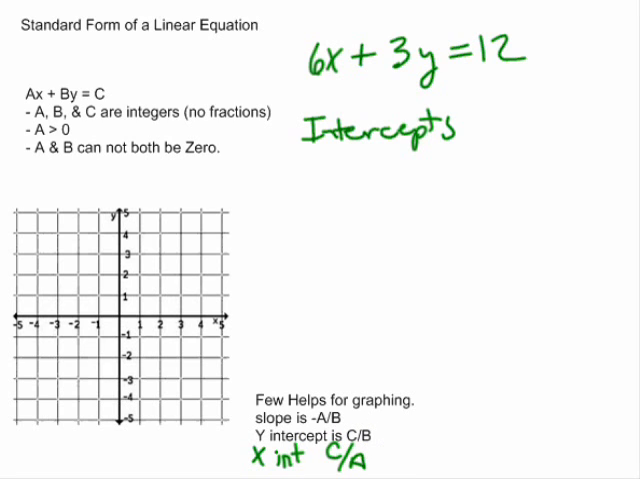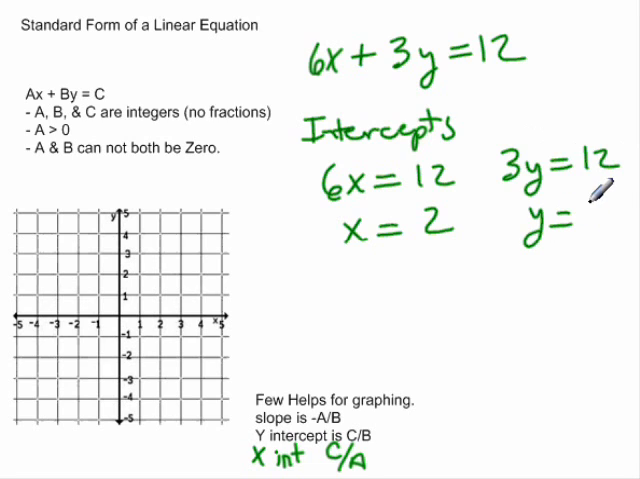What does that mean? If we take the equation 6x plus 3y equals 12, we want to solve for both x and y. Two ways we can do that. We can plug 0 in for y and solve for x. If we did that, 6x would equal 12, x equals 2. And then also, if we wanted to solve for the y-intercept, we would plug 0 in for x. So that would give us 3y equals 12, or y equals 4.